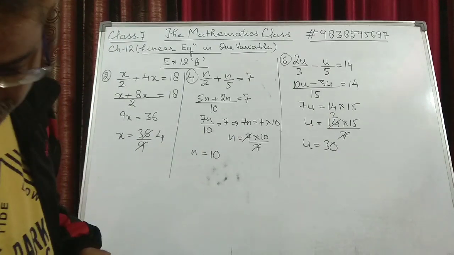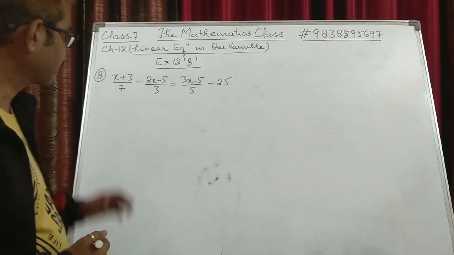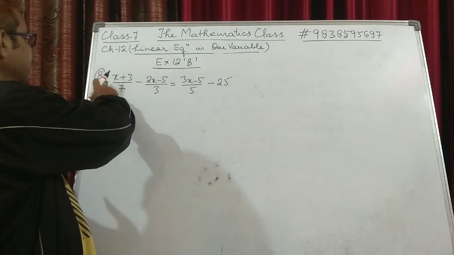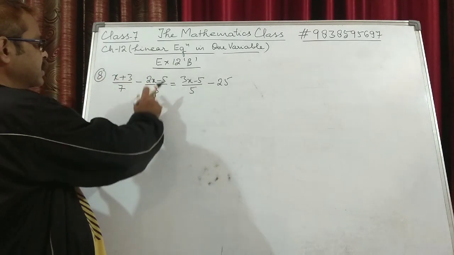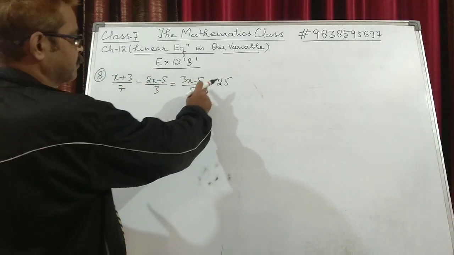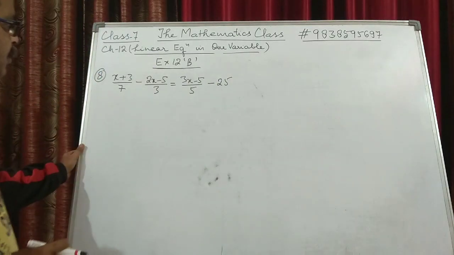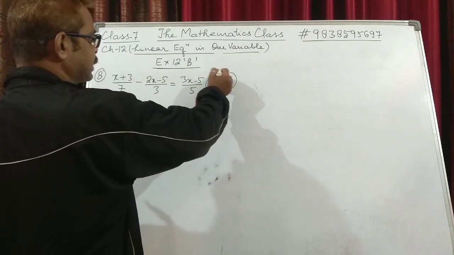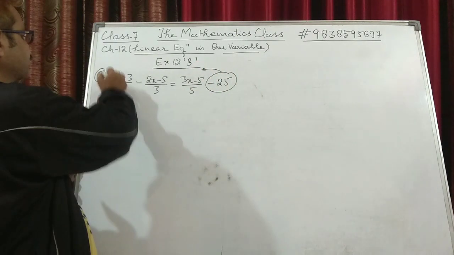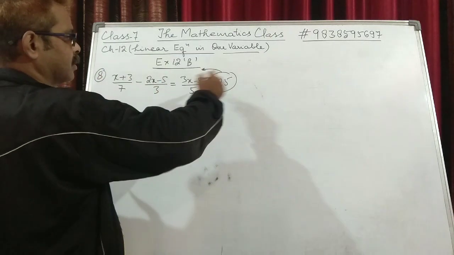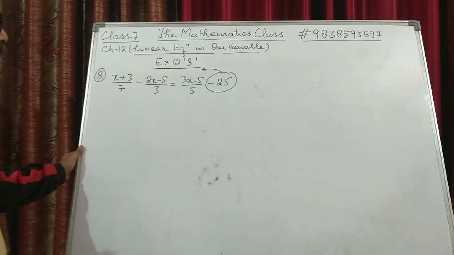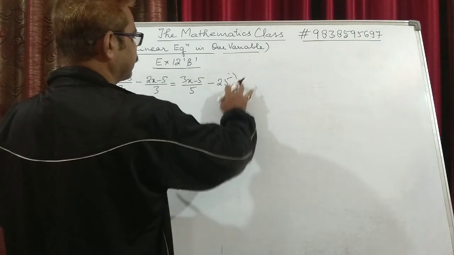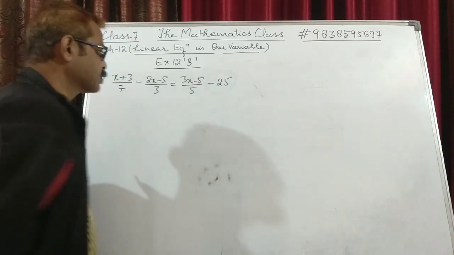Now we move on to question number 8. Now look at question number 8. It seems to be a complex one. It is x plus 3 upon 7 minus of 2x minus 5 upon 3 is equal to 3x minus 5 upon 5 minus 25. What we can do, we can bring this 25 to the left hand side so that it becomes positive, and this total term to the right hand side, or simply what we do, we take the LCM. There are so many ways, but generally we will use the easiest method.